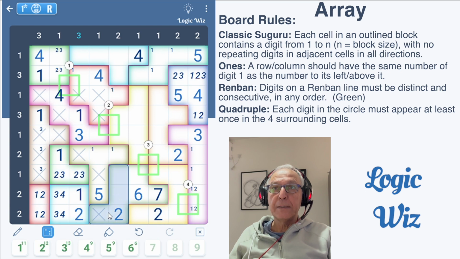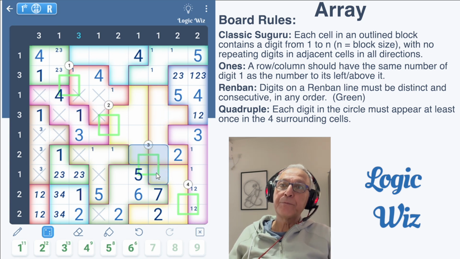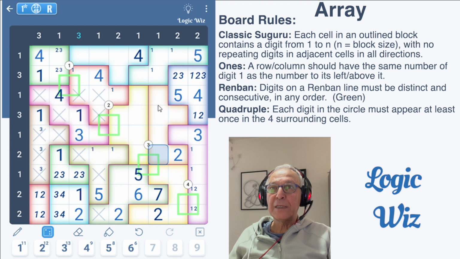Okay, and here 5 cannot be in any of the cells in this block. 5 must be here. And since 5 must be here, obviously because of the size of the blocks around it, 3 and 4 need to be on this line as well. I'm not going to mark it there right now because I like to mark digits in blocks and not around the quadruple.